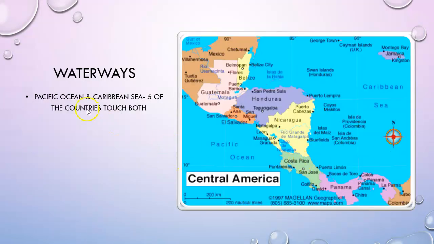Some of the different waterways: these countries are bordered by both the Pacific Ocean and the Caribbean Sea. 5 of the countries actually touch both. The exceptions are Belize up here, which only touches the Caribbean Sea, and you have El Salvador over here, which only touches the Pacific Ocean. You can see Guatemala touches both, Honduras, Nicaragua, Costa Rica, and Panama.